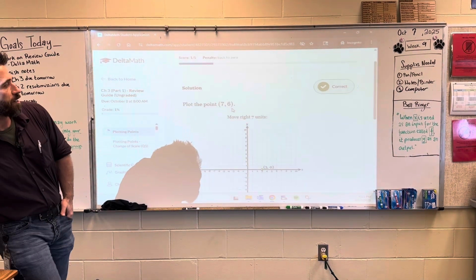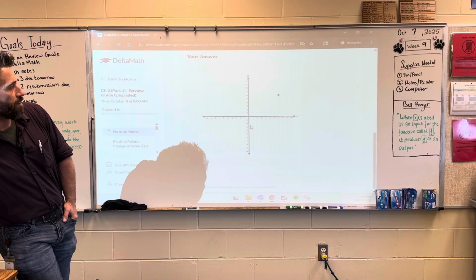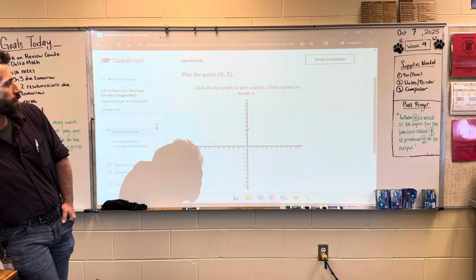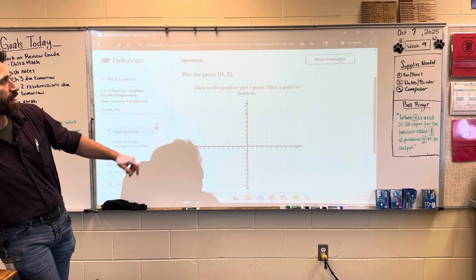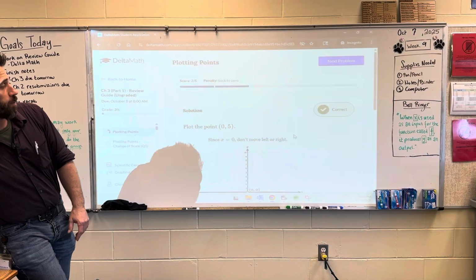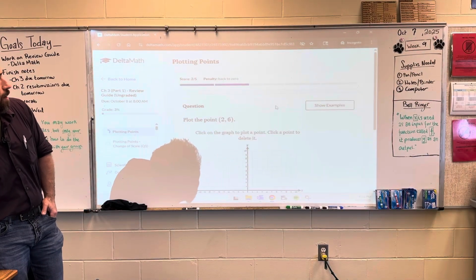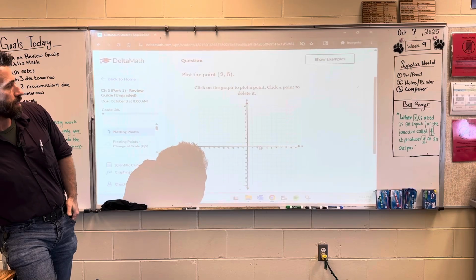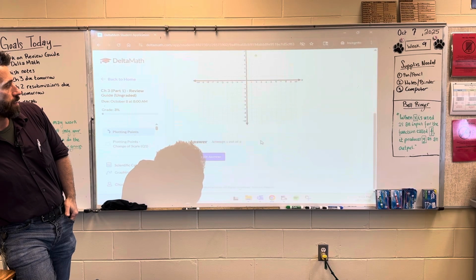The penalty is back to 0 because this is, again, very basics of graphing. Do they know where the coordinates are? Plot the point 0, 5, which means stay in the center and go up 5. Let's see, we're about halfway. Let's go to the next problem. This one says 2, 6, so I'm going right 2 and up 6. So right 2, up 6.